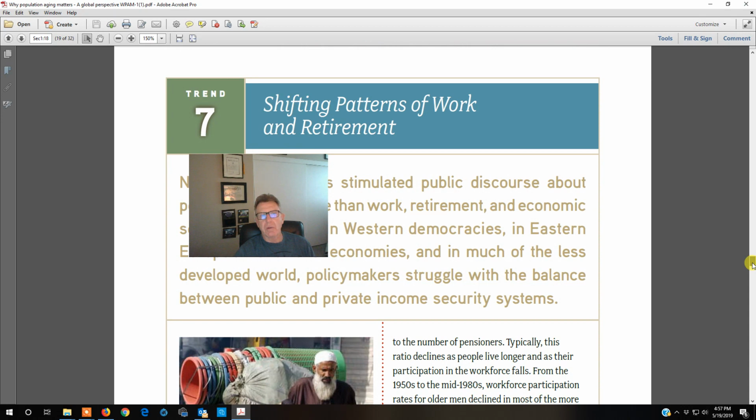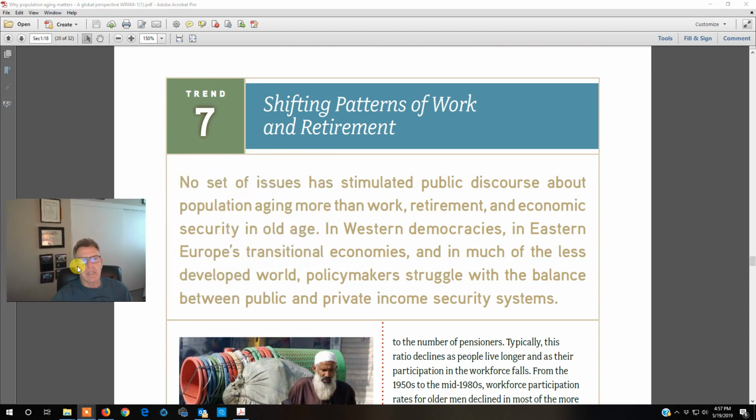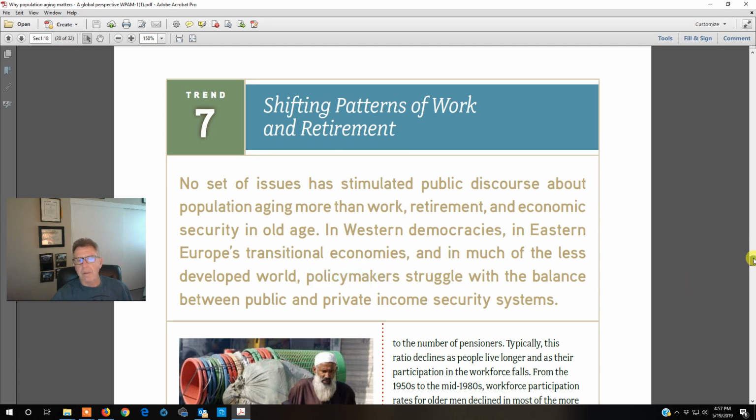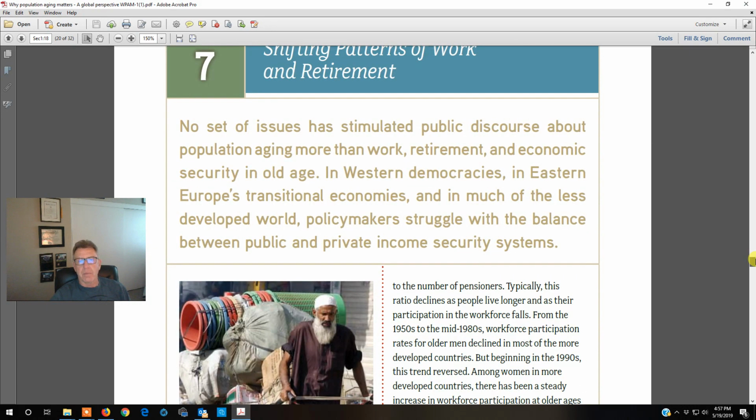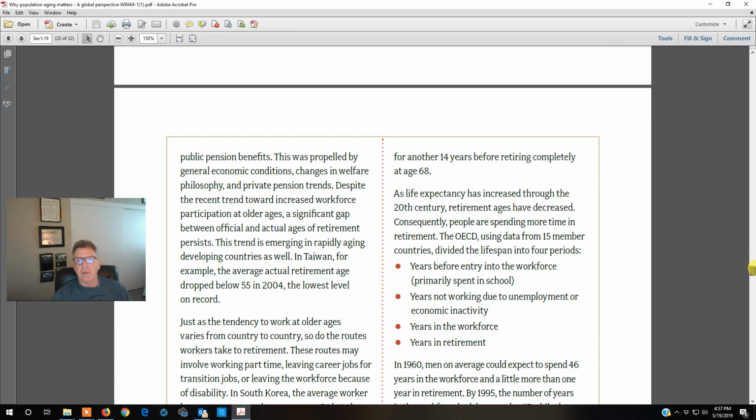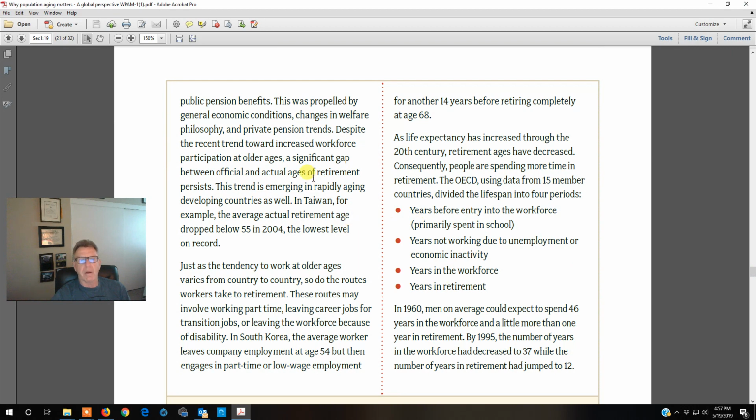Alrighty, so in this particular section right here, we're looking at a change in the patterns of work and retirement. It's a big deal that policymakers are struggling with, because it has to do with pensions and the responsibility and burden that government has in terms of paying older people to stay financially secure. And we see these bullet points right here. Again, I'm not going to read this for you. I'd like you to go ahead and read through it.